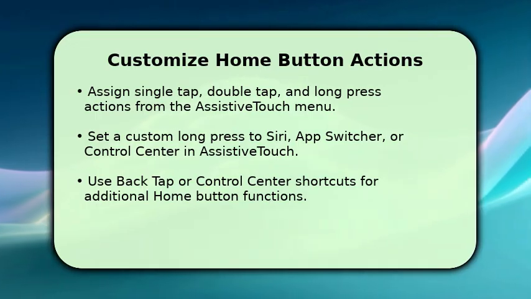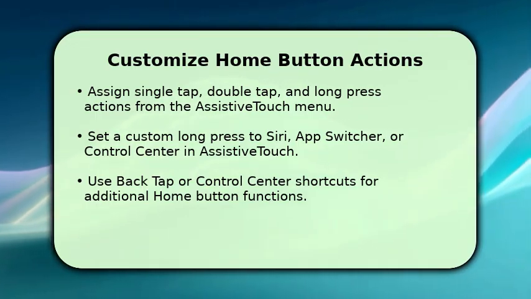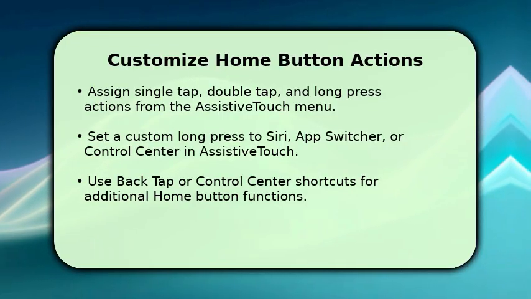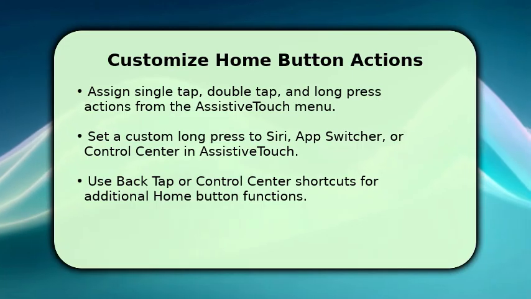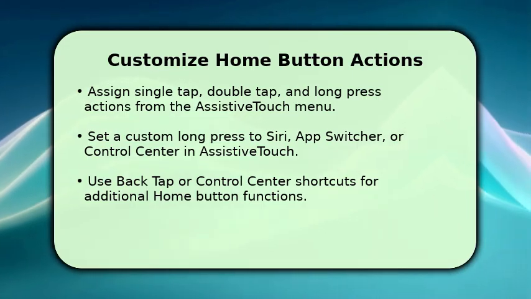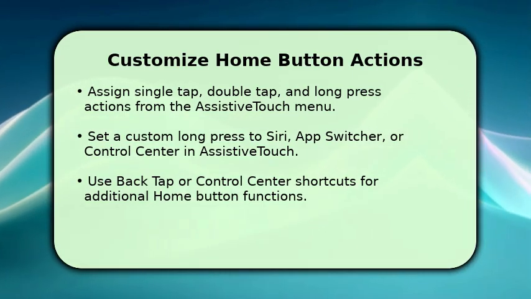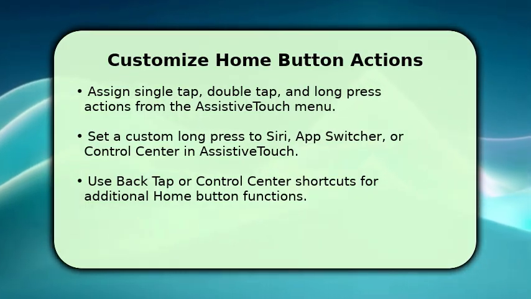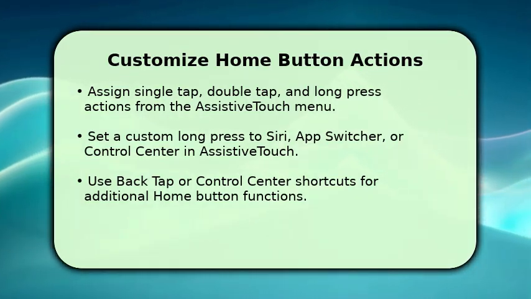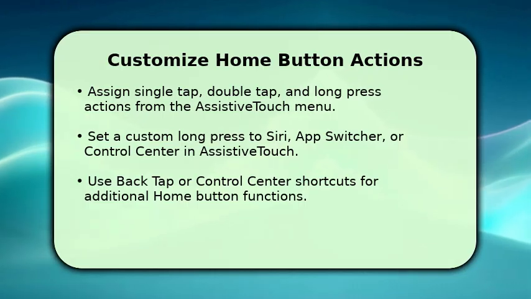Tap the floating button, then go to Custom Actions to assign single tap, double tap, and long press behaviors. For long press, you can set Siri, App Switcher, or Control Center as actions instantly. Use back tap in accessibility for 2 taps or 3 taps to trigger home or app switcher functions. Test each action to ensure response feels natural and adjust sensitivity.